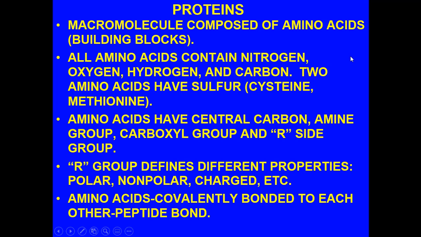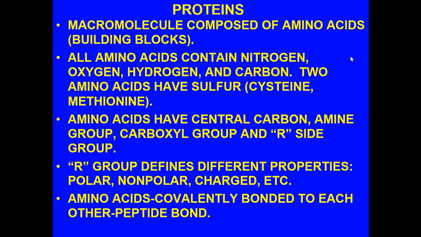Now, let's go over to proteins. Proteins have some of the most incredible variety. Get a life. Well, it's true. Proteins are macromolecules composed of amino acids. There's about 20 or a little bit over that different types of amino acids. The amino acids are the building blocks. All amino acids contain nitrogen, oxygen, hydrogen, and carbon. There are 2 amino acids that have sulfur, cysteine and methionine.